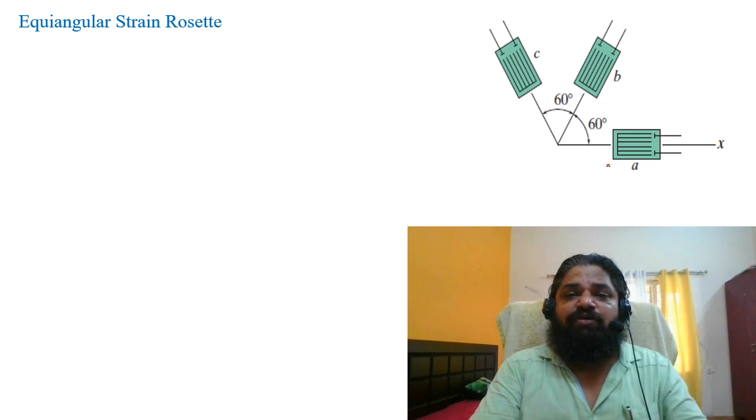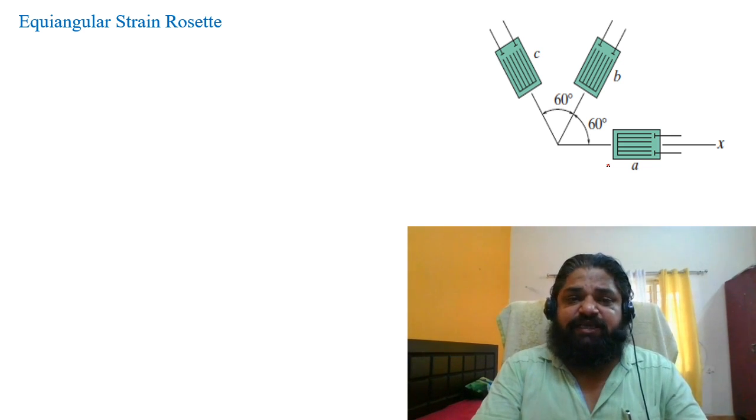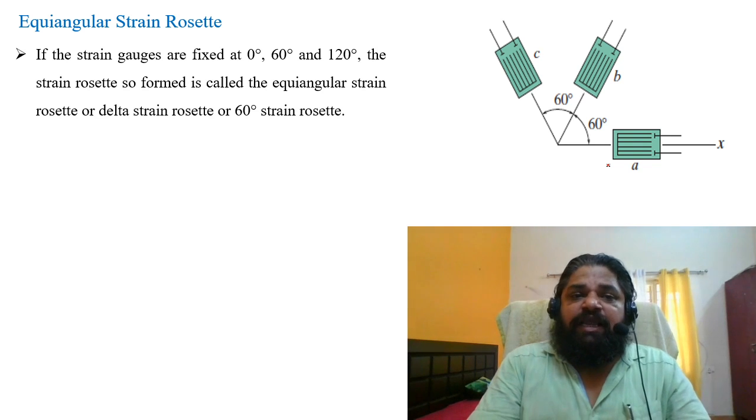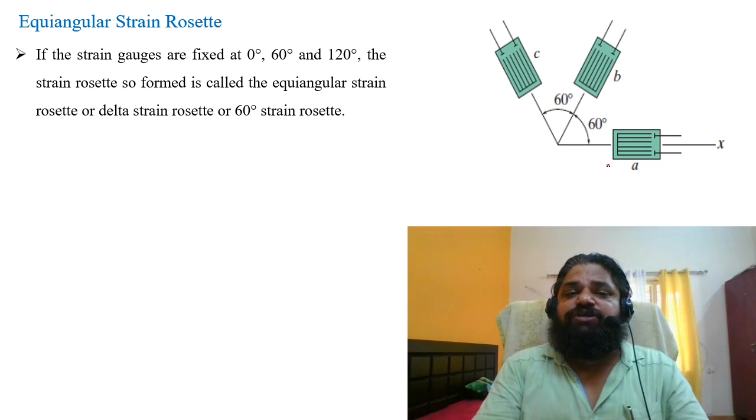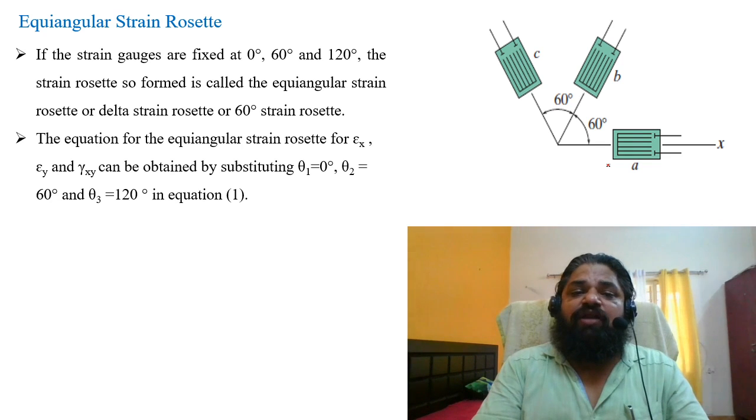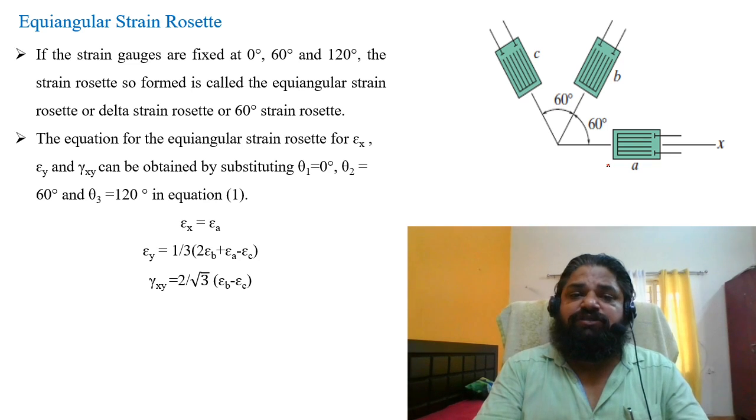You only have to put in the values, and the equations we have talked about for epsilon A, epsilon B and epsilon C will help us find it out. If the strain gauges are fixed at 0, 60, 120, the strain rosette so formed is called an equiangular strain rosette or delta strain rosette. For the equiangular strain rosette, epsilon x, epsilon y and gamma xy can be obtained by substituting theta 1, theta 2, theta 3 in equation 1, as we have just shown in all the discussion. So I can put in those values and get epsilon x, epsilon y and gamma xy.